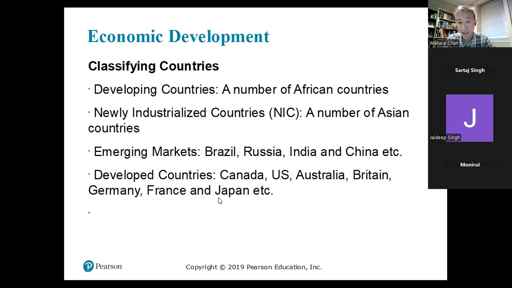Last but not least, we have the developed countries. Canada, United States, Australia, Britain, Germany, France, Japan. These countries have a very large middle class, and the income is relatively high. For the developed countries, you do not expect labor to be cheap. Natural resources may still be available. Because of the large middle class, they are also very good markets for a lot of products.